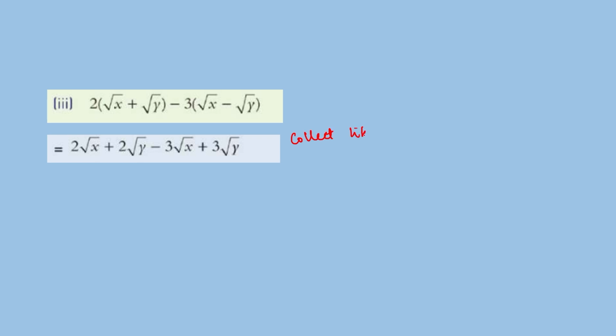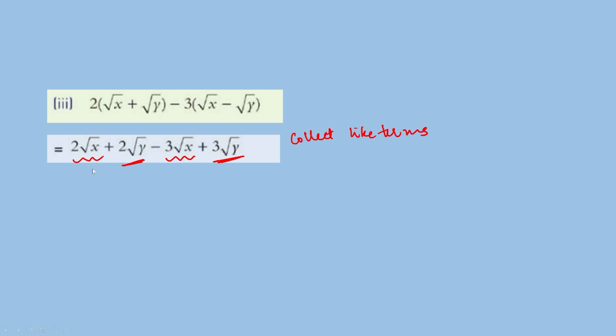Okay, we'll take one last example. Suppose you have this question: 2 of under root x plus under root y minus 3 into under root x minus under root y. Now if we open the brackets and solve this question, we'll get 2 root x plus 2 root y minus 3 root x plus 3 root y. Collect all the like terms. The like terms are 2 root x and minus 3 root x, which is one like term, and the other is plus 2 root y plus 3 root y.